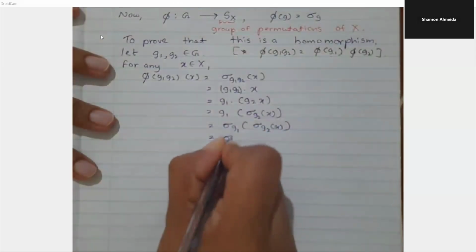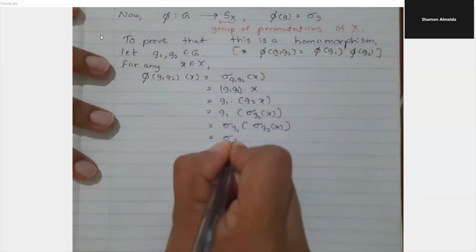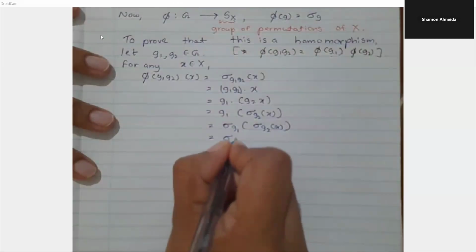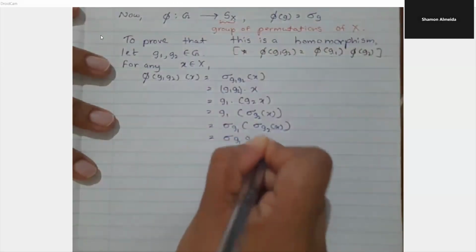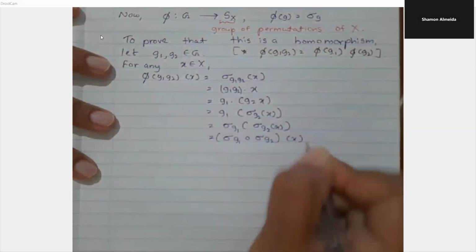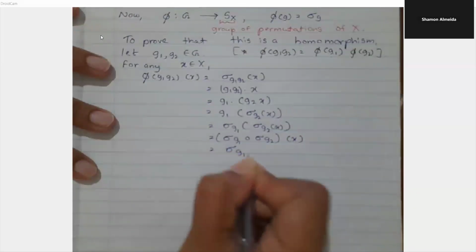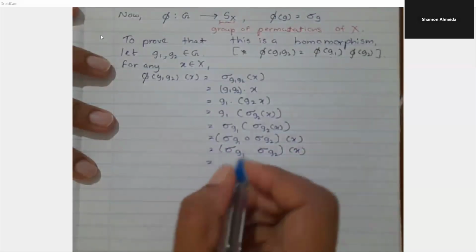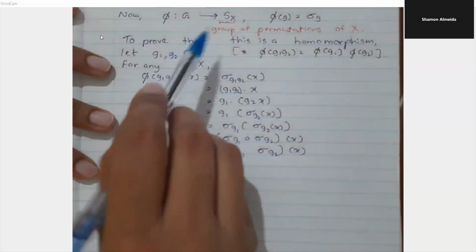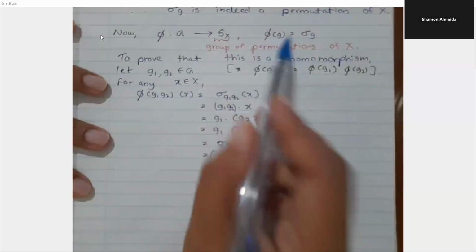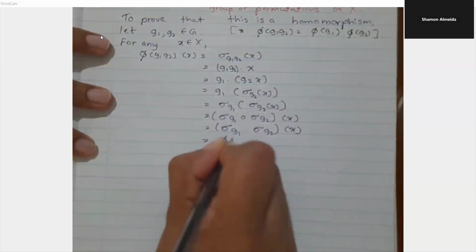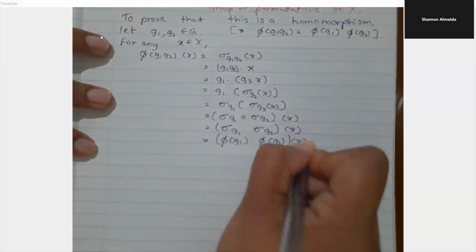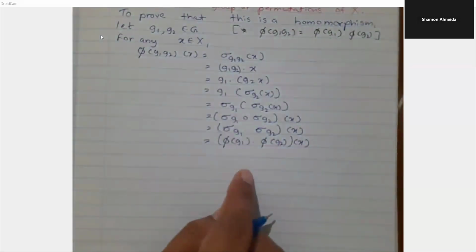This we can simply write as sigma of G1 composite sigma of G2 of x. We will simply write in the multiplicative notation sigma of G1 times sigma of G2 of x. Now, sigma of G1 is simply, if you go to this definition, phi of G1, so we have phi of G1 times phi of G2 of x. And this is true for any x, right?